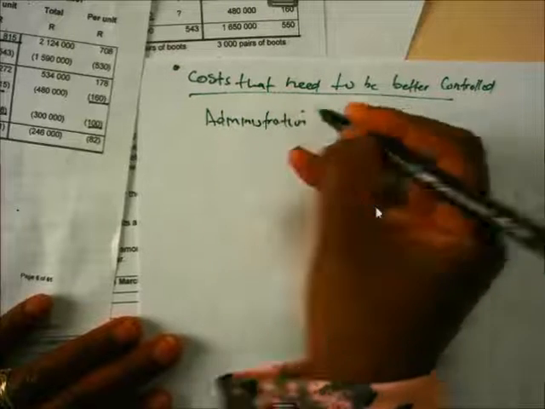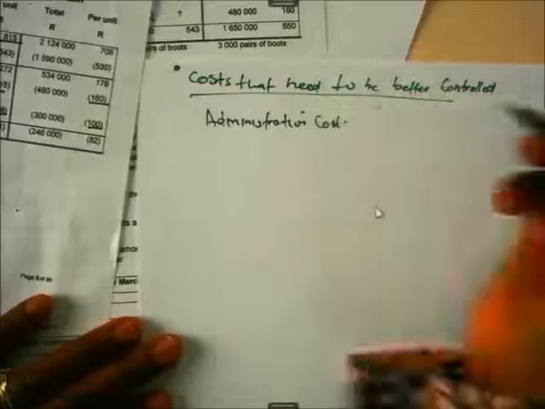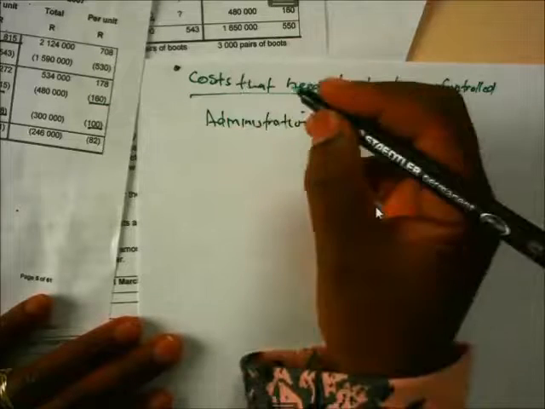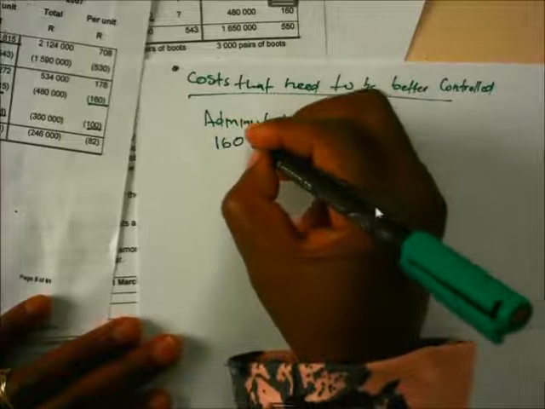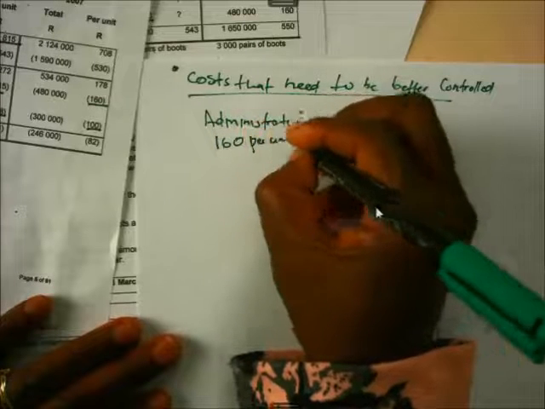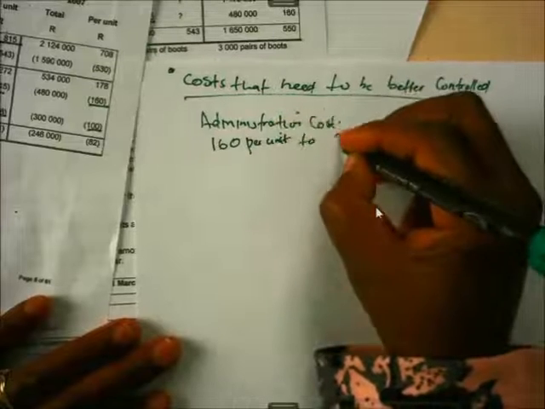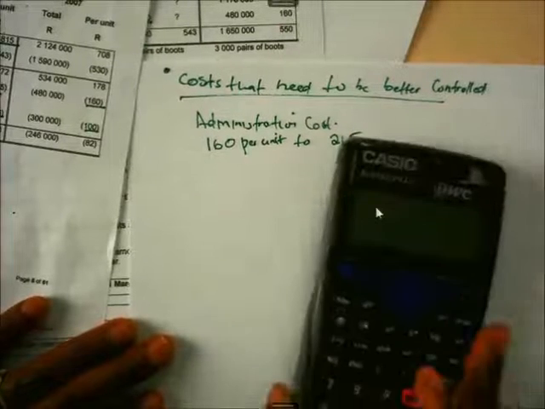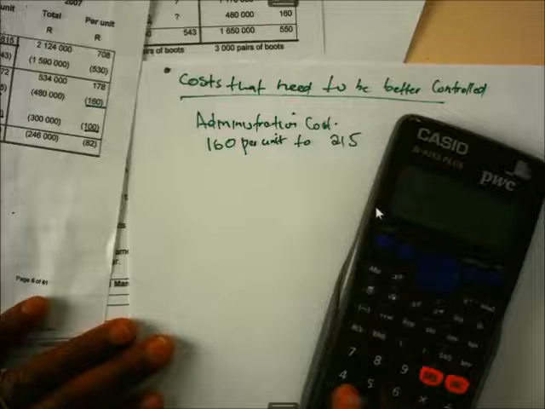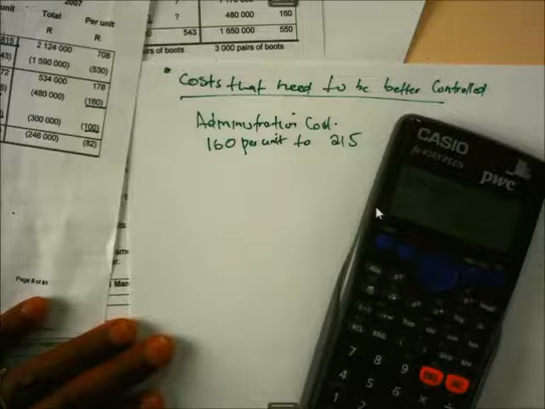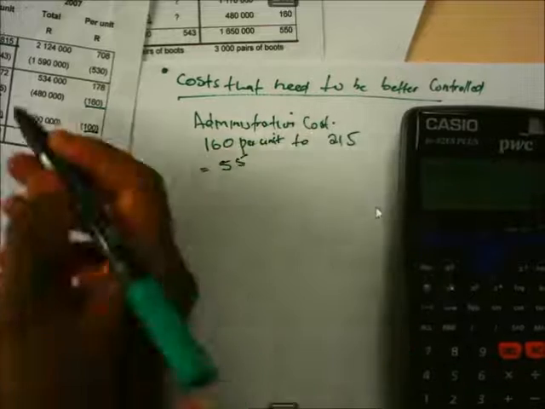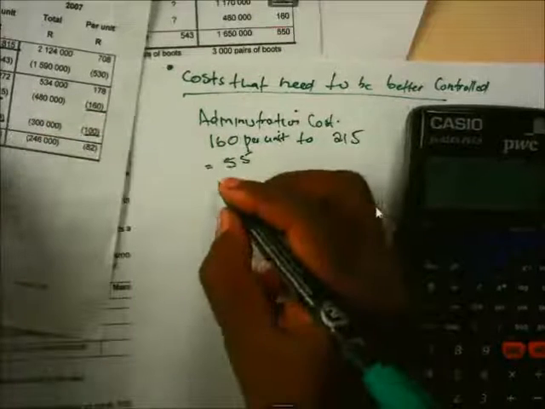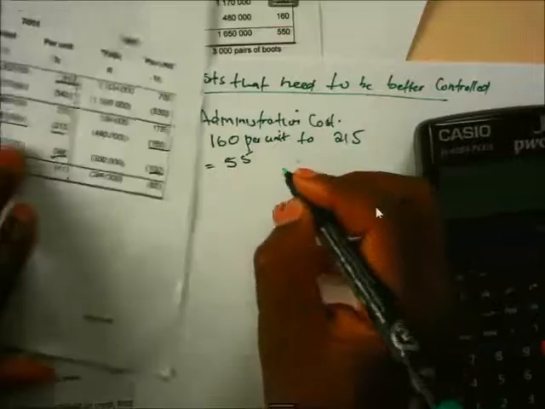Administration cost, because the cost increased from 160 per unit to 215. Let's check the difference: 215 minus 160, so it increased by 55. Or you can take the total by saying it increased from 480 to 860.